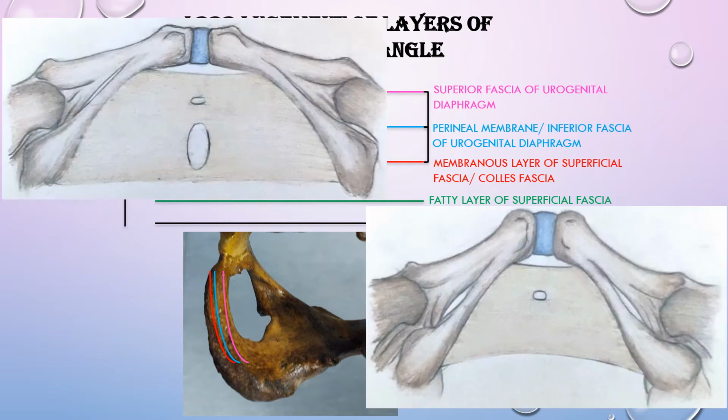The superior fascia of the urogenital diaphragm also stretches across the ischiopubic rami. In these two diagrams, you can appreciate the superior fascia of the urogenital diaphragm stretching across the ischiopubic rami. The attachment of the superior fascia of the urogenital diaphragm in female is shown on the left side. The attachment of the superior fascia of the urogenital diaphragm in male is shown on the right side.